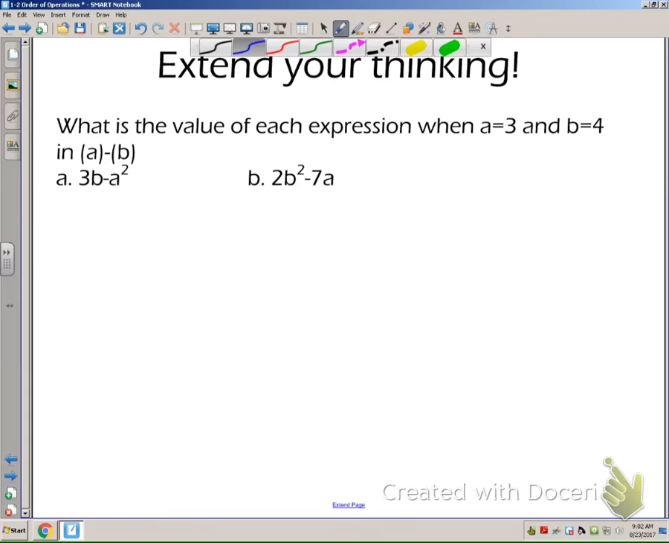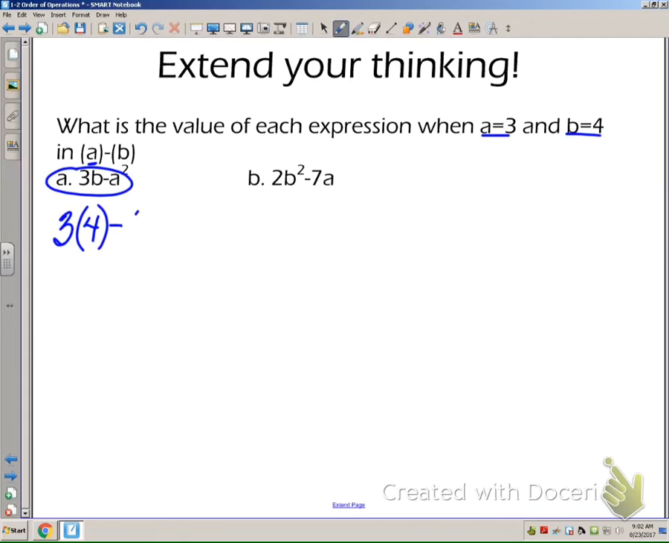So we're going to color code just to kind of help. We're solving a here first. And it says that a equals 3 and b equals 4. So we're going to plug that in. 3, and in place of the b, I'm putting the value of 4. Minus, in place of a, I'm putting the value of 3. And don't forget to square it. Okay, so for b, let's kind of color coordinate it. We're doing 2, and in place of b, I have 4, square it, minus 7 times, in place of a, I'm going to replace it with a 3.